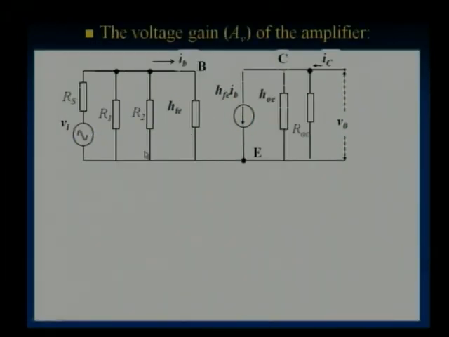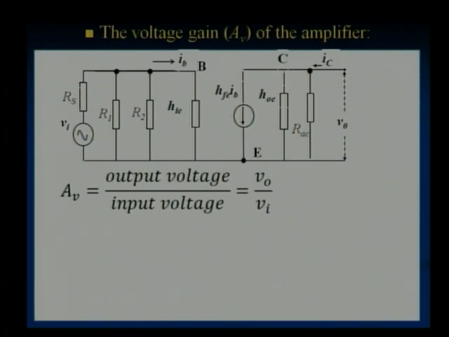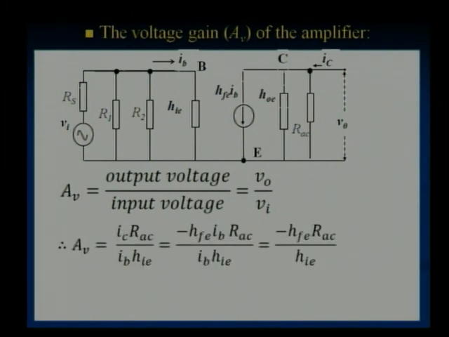Now the voltage gain is very easy to define, as we know: output voltage divided by input voltage. From this h-parameter equivalent circuit, the output voltage is given by I_C into R_AC, and at the input, I_B into h_ie is the input voltage. If we replace I_C by h_fe I_B and then R_AC, we simplify it as minus h_fe, I_B will cancel, R_AC upon h_ie.